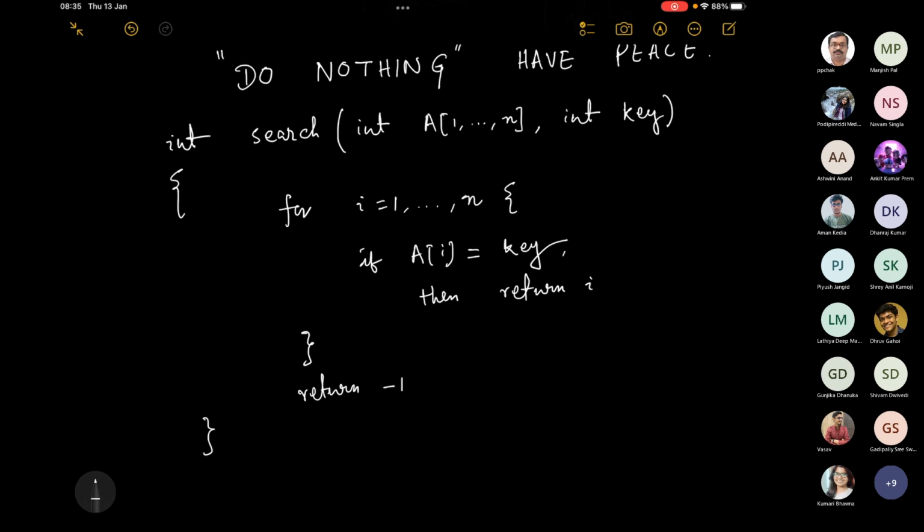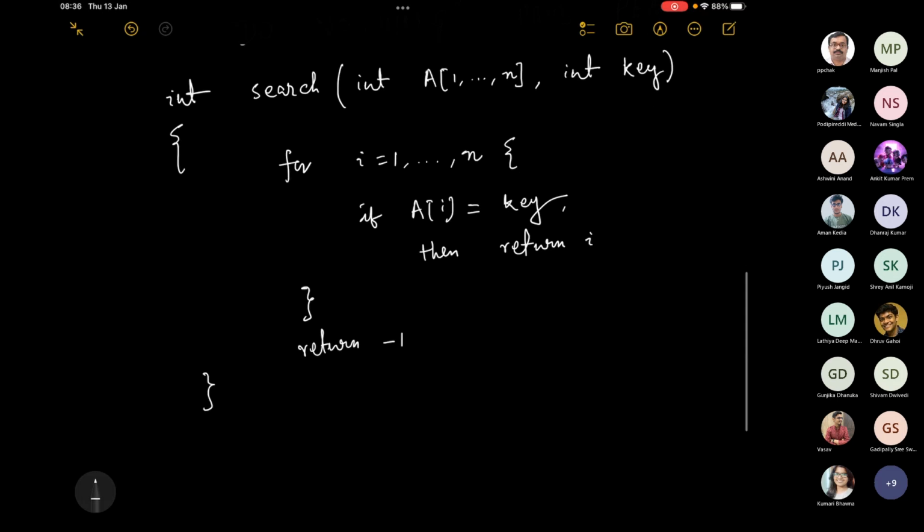For example, what are the basic operations here? Initializing I equal to 1. Is it a basic operation? Yes. Then every time I have to increment I equal to I plus 1. Is it a basic operation? Yes. Then in the if I am checking A[I] equal to key or not. Is it a basic operation? Yes. Then I am returning I. Is it a basic operation? Yes. Just use your intuition. That's it. So at least for this algorithm at the pseudocode level, let's all agree that we know what basic operations we are talking about.